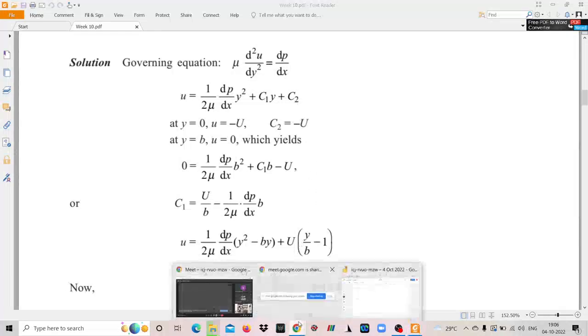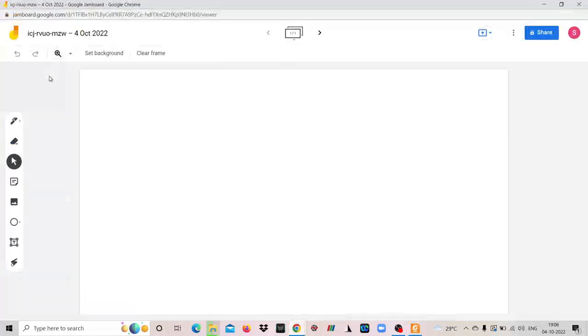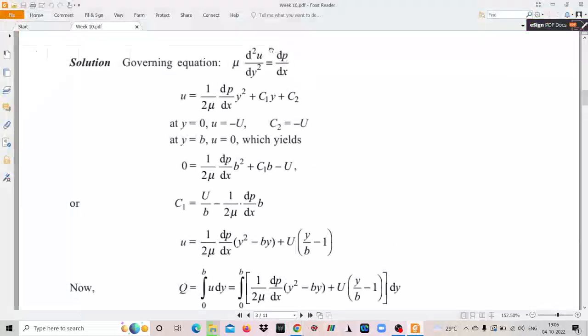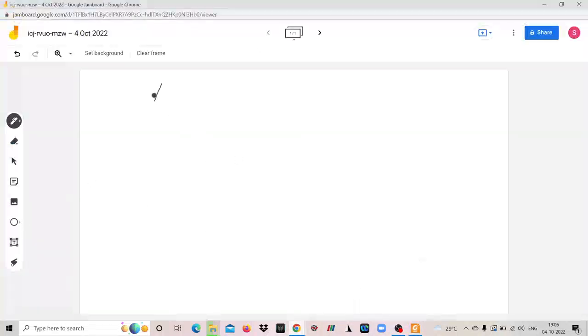So what is the appropriate form of the Navier-Stokes equation that you can use? It is mu d2u/dy square equal to dp/dx. If you have gone through the lectures of week 10, you must have very easily understood how this equation has been achieved. Now, what is the governing equation?